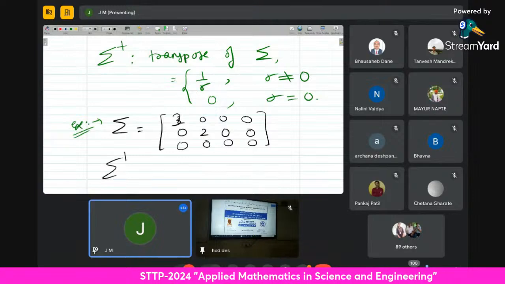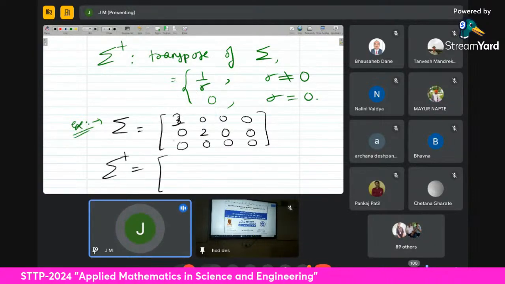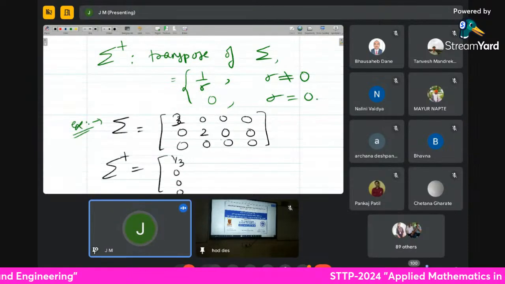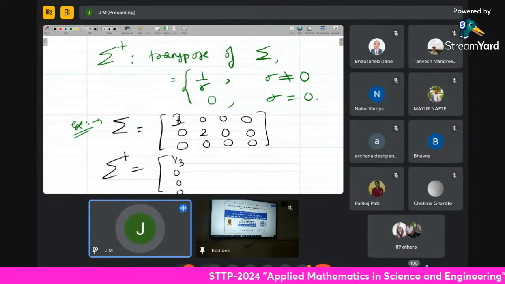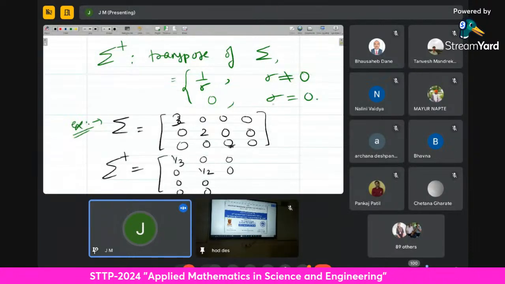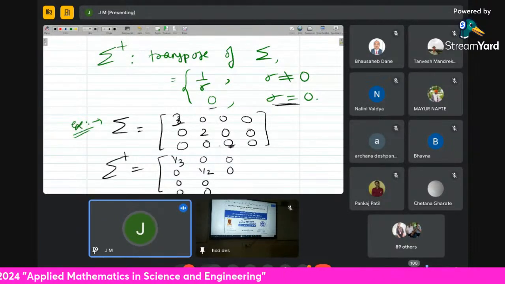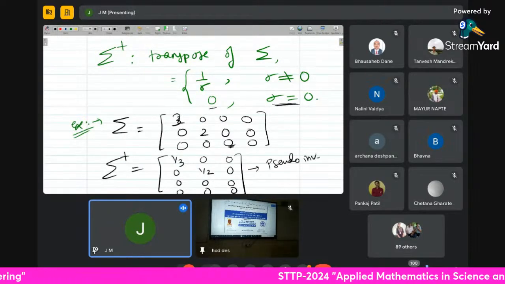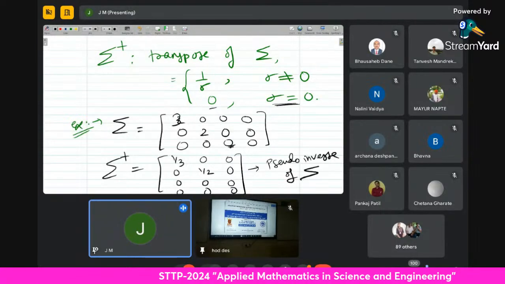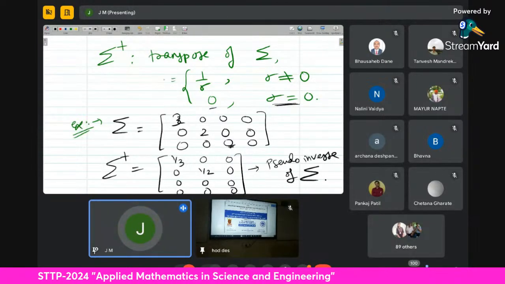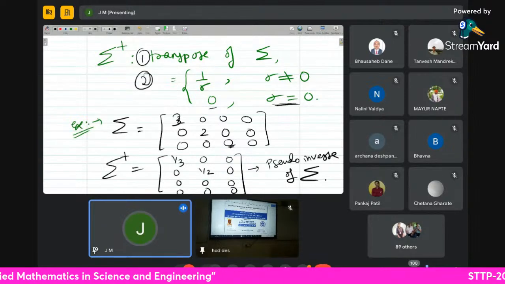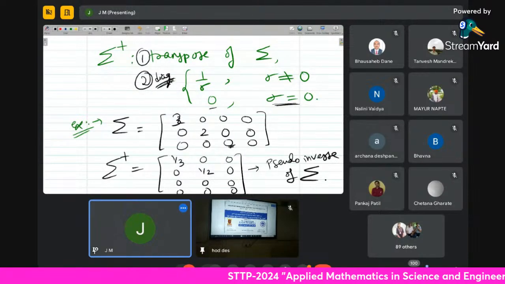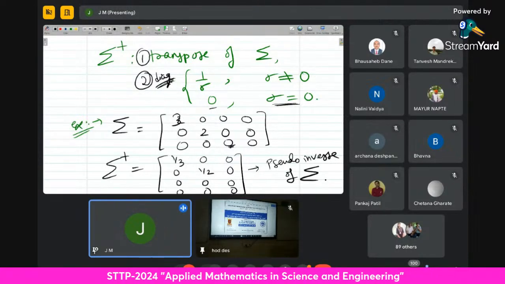And what is my sigma plus, the pseudo inverse of sigma? You take the 3, which is non-zero, so 1 by 3. Take the transpose. The second row is 0, 1 by 2, 0, 0, 0, 0. When the sigma is 0, you take 0 only. So this is the pseudo inverse of sigma. It's easy. Two conditions: first, take the transpose. Second, on the diagonal part take 1 by sigma when sigma is non-zero, and 0 when sigma is 0. Now this is the concept of pseudo inverse.